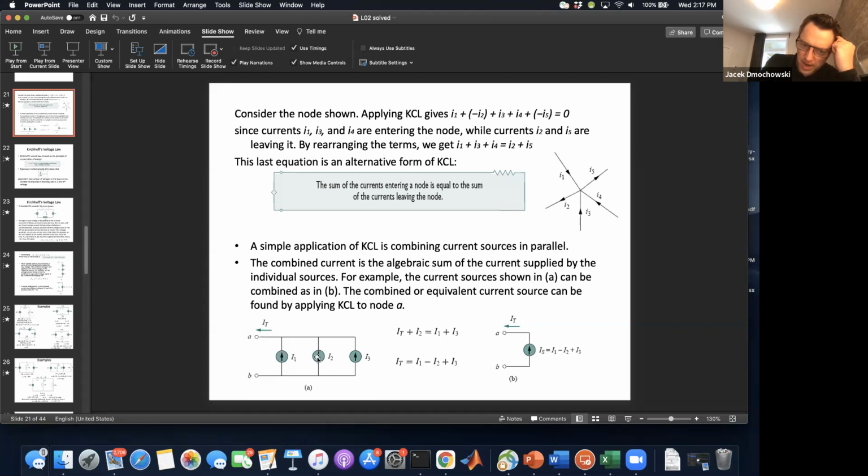I1 minus I2 plus I3 ends up being positive, then the current IT actually goes from right to left. However, if the sum of these three ends up being negative, then in reality the actual physical current is going left to right, despite our drawing the arrow from right to left. So you can draw the arrows whichever way you want. It's the numerical answer in combination with the sign that tells you which way the current physically is flowing.